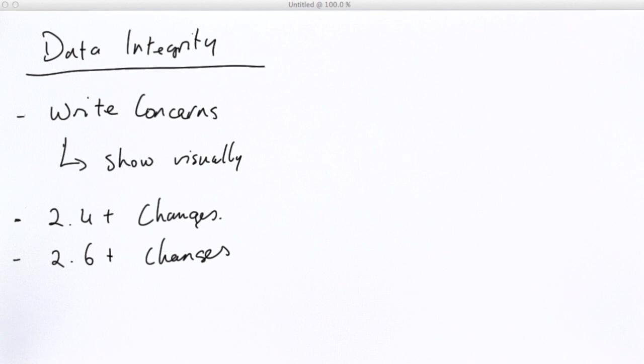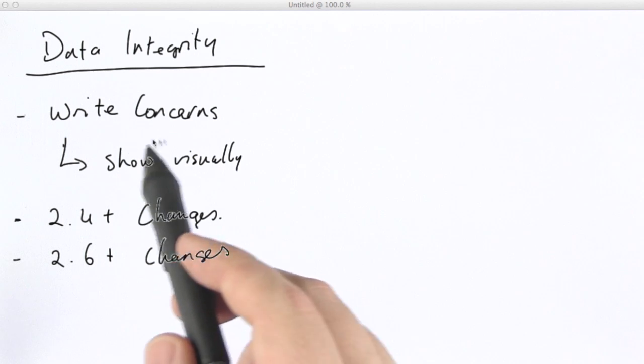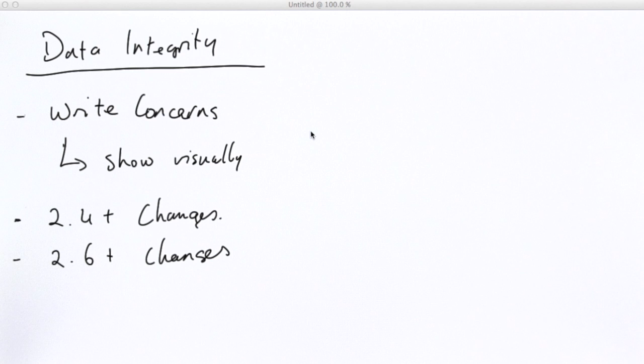Okay, in this module what we're going to be covering is what I'm calling data integrity. We're going to be talking about write concerns, and these were covered in M102 by Dwight. We're going to go into a little bit more detail. I'm going to show you visually how some of those write concerns actually happen, because seeing visually and over time how write concerns are actually acknowledged and used in MongoDB can be quite an informative thing.